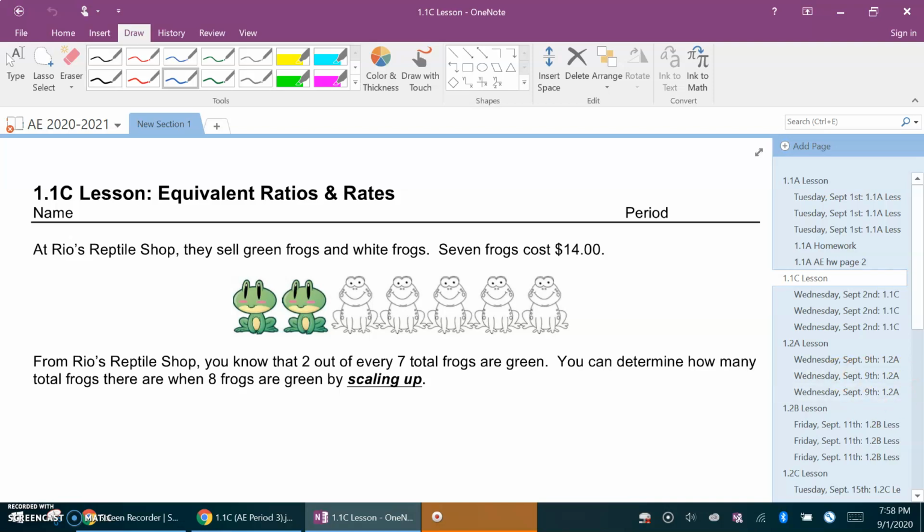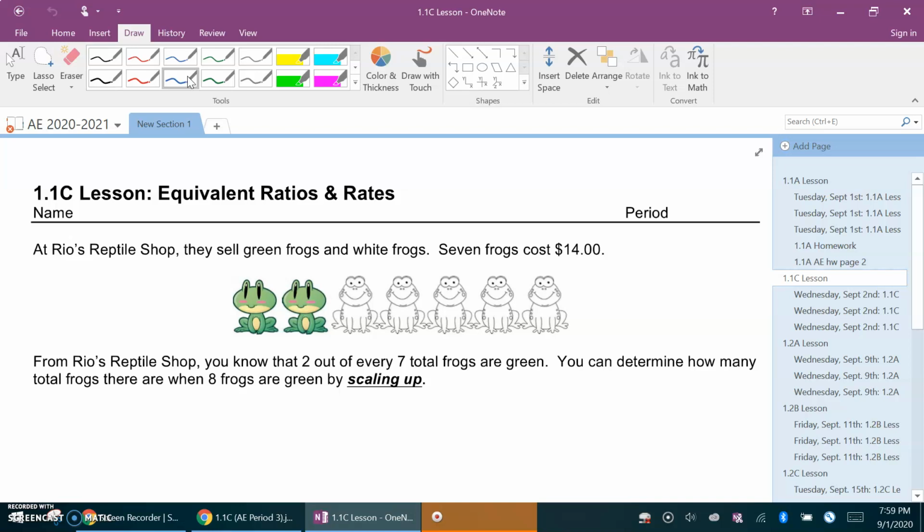Hello, everyone. Today we are going to be looking at the first part of the 1.1c lesson. If you have a multiplication chart that you like to use, it would be good to have it out. If you'd like to use a calculator for this section, you can have that out as well.